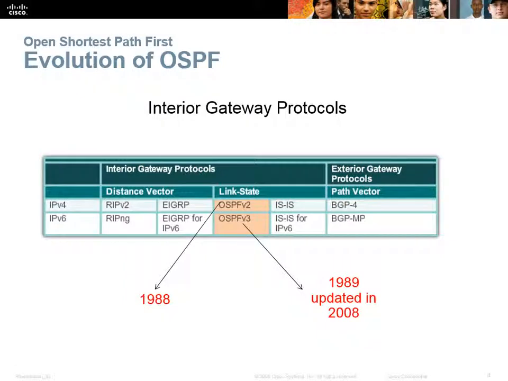Alright, the difference between version 2 and version 3. Version 2 was made in 1998 and version 3 was made in 1999. The reason being is version 2 focused on IPv4 addressing only. Version 3 included IPv6.